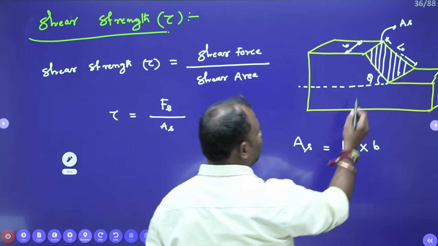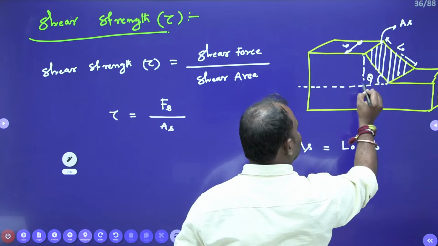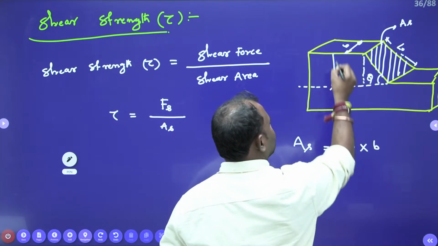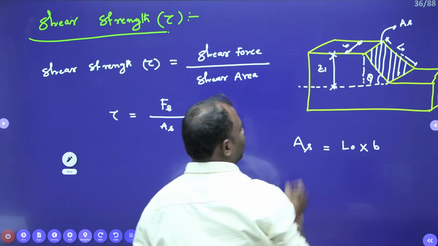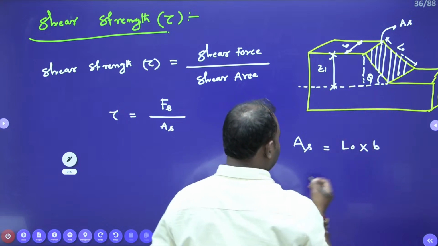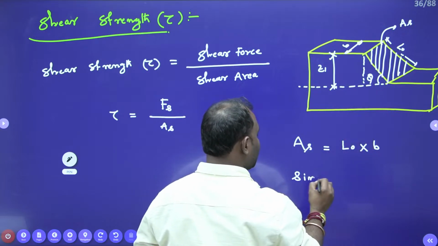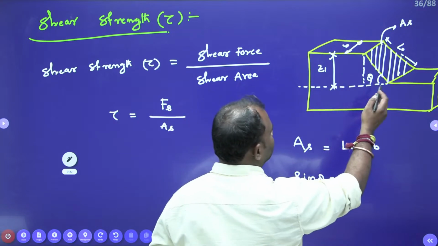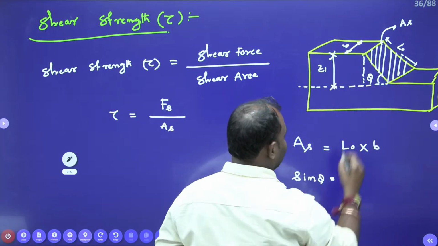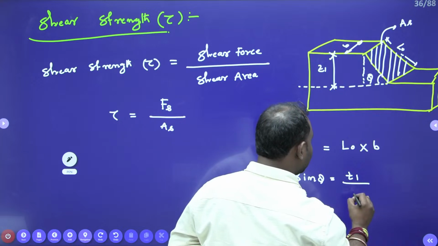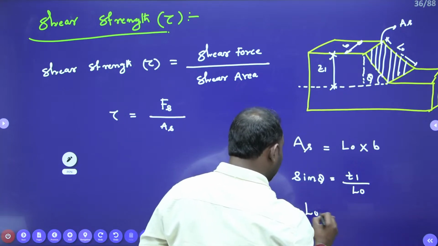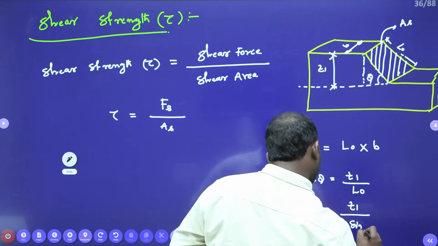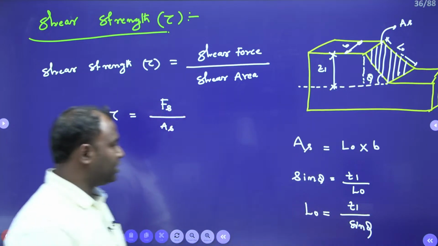So, how can we calculate L0? For that you take this angle. In this angle, what is this? This is T1, no? This is T1. Now, here in this triangle, take sin phi. Sin phi is equal to T1 by L0. Now, I require the shear plane length L0, that is going to be T1 by sin phi. Yes, guys, done.